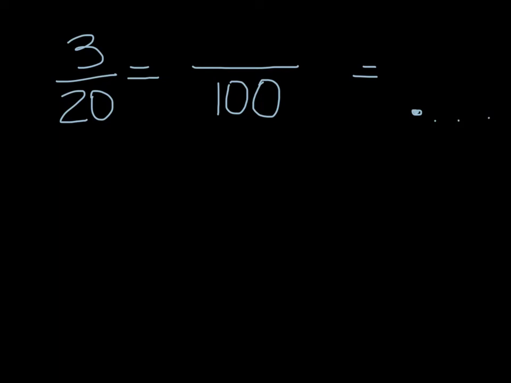Press pause if you need to think about what that number might be. Did you come up with 5? Because 20 times 5 is 100. And you know that whatever we do to the denominator, we have to do to the numerator. So the answer is going to be 15 hundredths. Say that again. 15 hundredths. How is that going to look? I'm going to put 15 in the hundredths place.